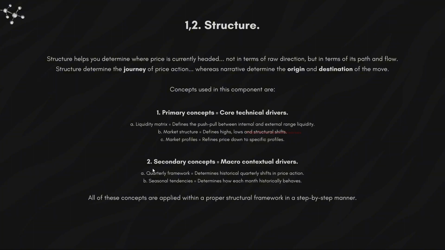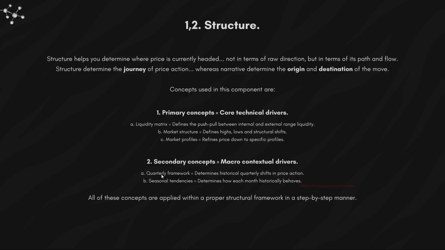Another thing is how they are related to the technical aspects of the charts. What I mean by that is that the secondary concepts have very little to do with the charts or candles or price action. Their main premise is derived from past historical behavior of a particular asset. Let me explain what I mean by that. You can see we've got two concepts within this category: first the quarterly shift framework, and then the seasonal tendencies.